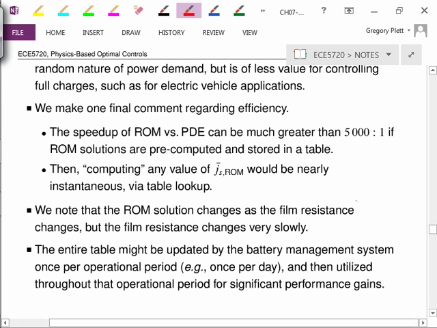However, the model solution in this case does change as the film resistance changes. It did not change, if you remember, for the SEI model, but for this one it does. So this lookup table would have to be recomputed periodically as the film resistance changed over time. So maybe once per operational period, maybe when I shut down the vehicle, I recompute the table for next time I use the vehicle, and so forth.